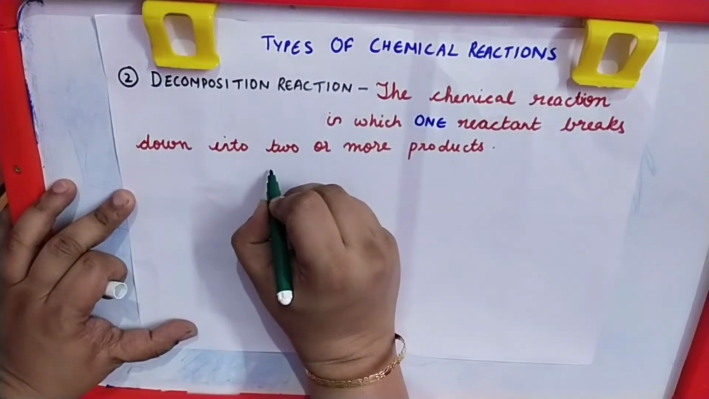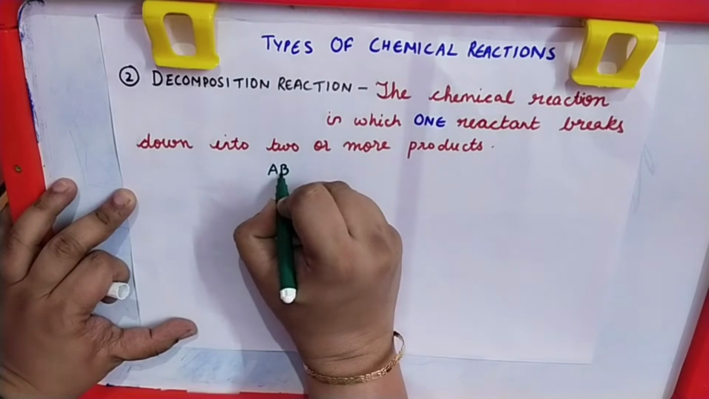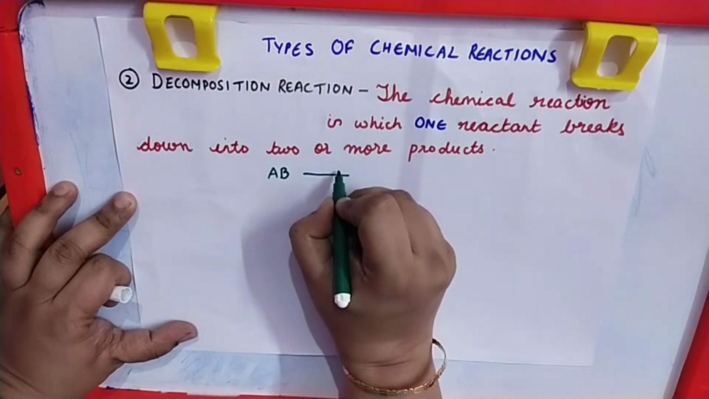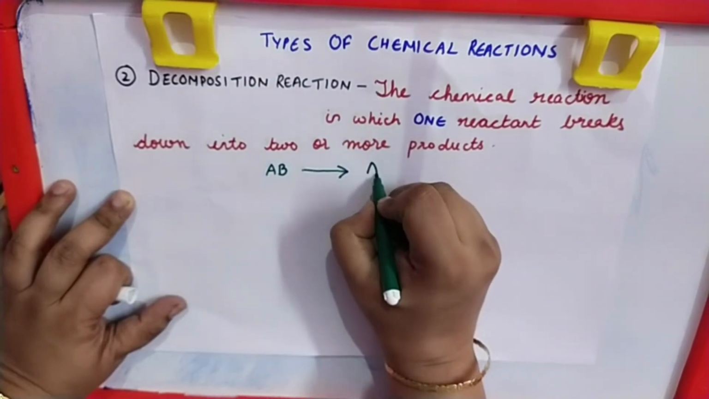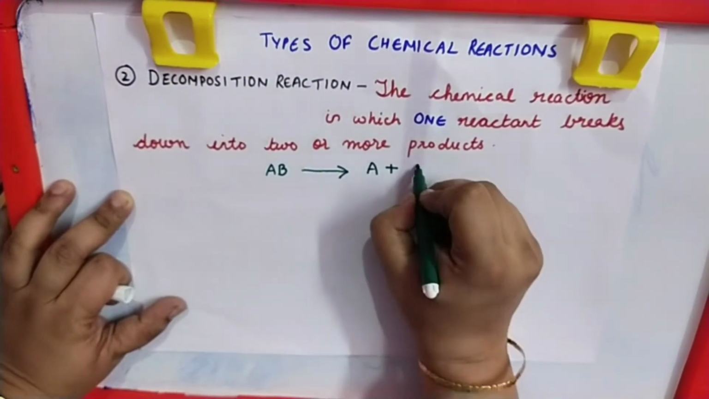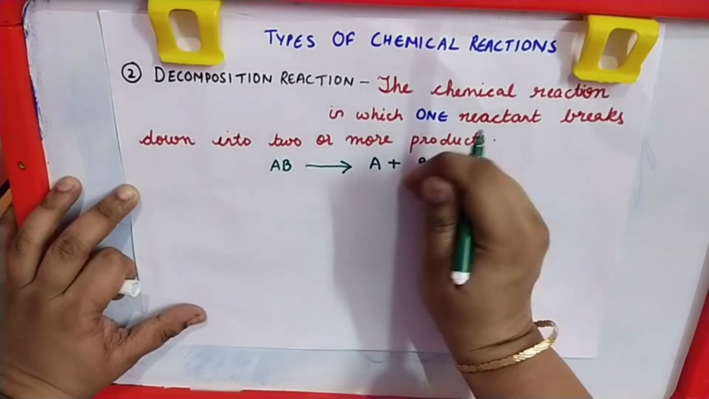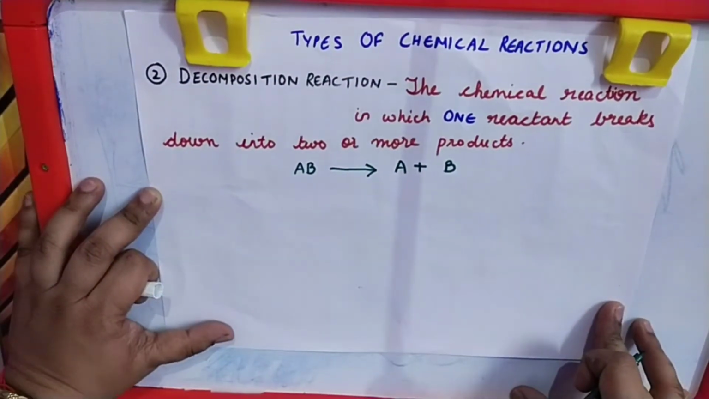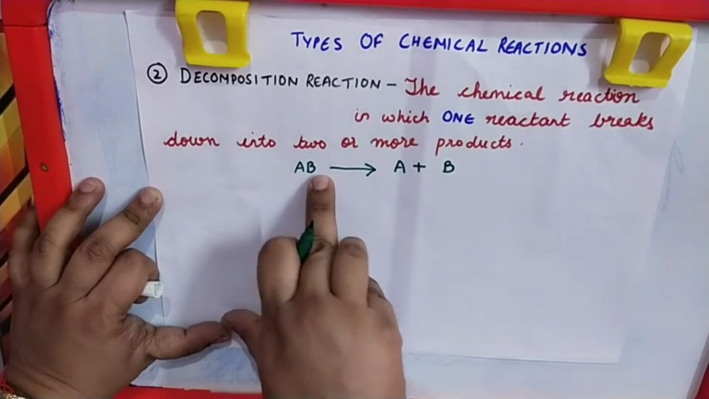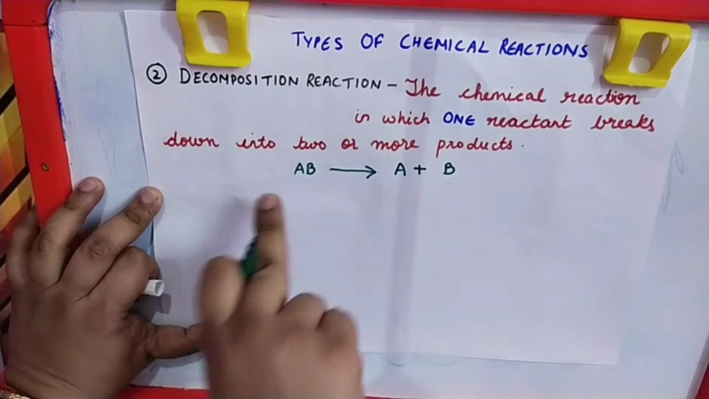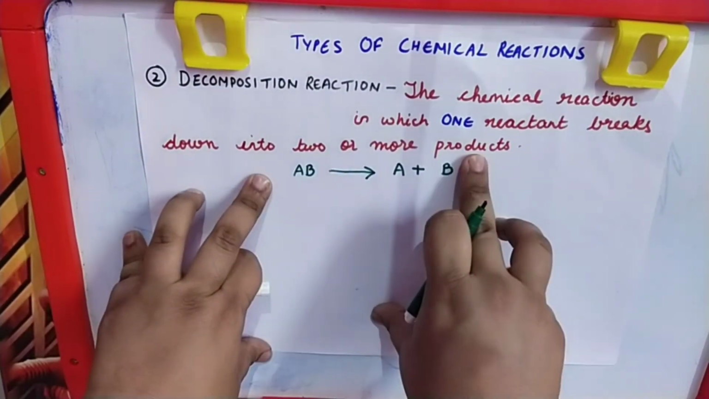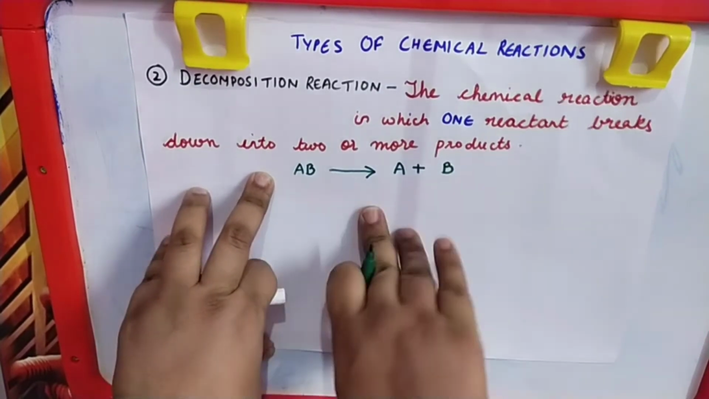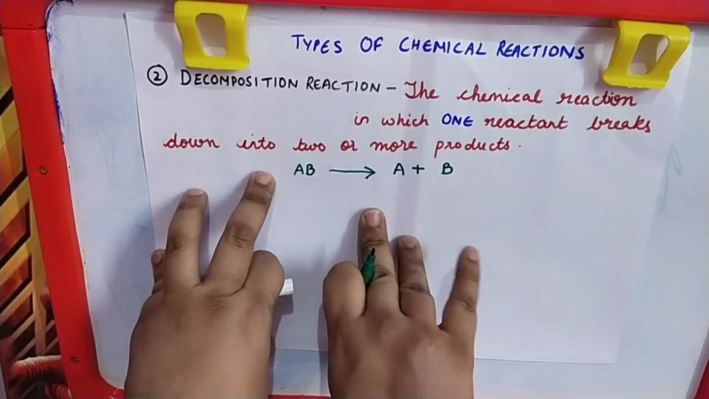Suppose one reactant AB undergoes a chemical reaction and gives two or more products, A plus B. Now we must notice one thing here, that the reactant must be one, and in synthesis reaction the reactant can be two or more. It is just the opposite of synthesis reaction.